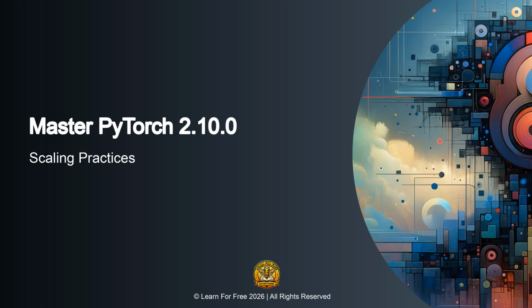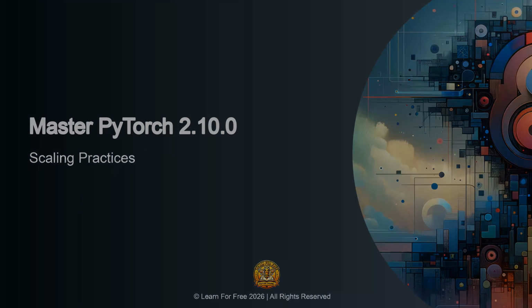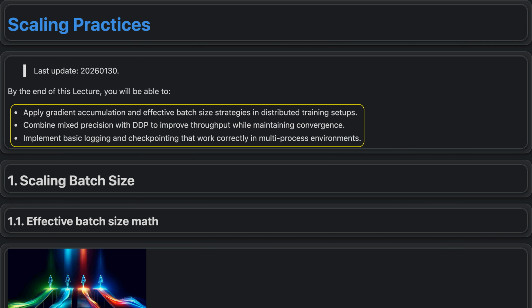Module 8, Lecture B, Scaling Practices. By the end of this lecture, you will be able to apply gradient accumulation and effective batch size strategies in distributed training setups, combine mixed precision with DDP to improve throughput while maintaining convergence, and implement basic logging and checkpointing that work correctly in multi-process environments.